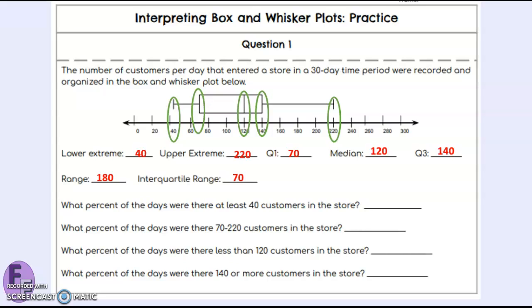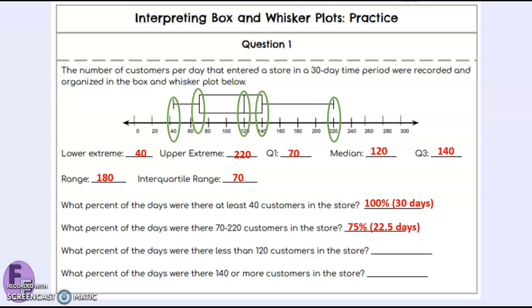Remember, the box and whisker plot splits everything up into 25% groupings. What percent of the days were there at least 40 customers in the store? Well, there were always at least 40 customers in the store, so this is 100%, or 30 days. What percent of the days were there 70 to 220 customers in the store? Well, this would be from the far left side of the box through the upper extreme. So that's 3 sets of 25 for 75%, or 22.5 days.